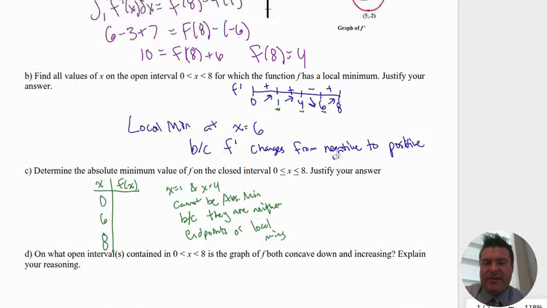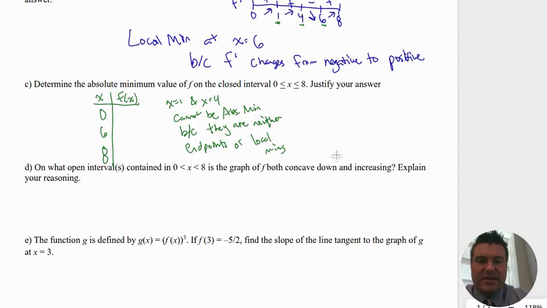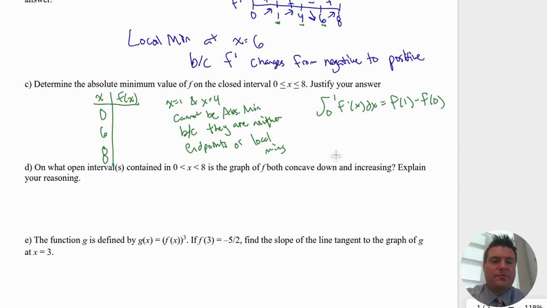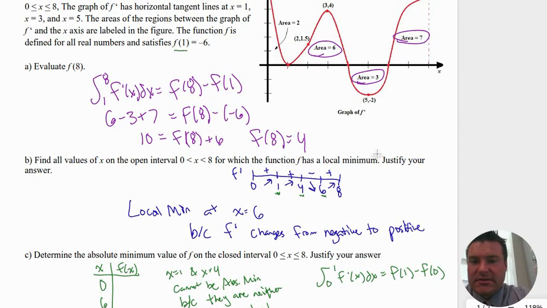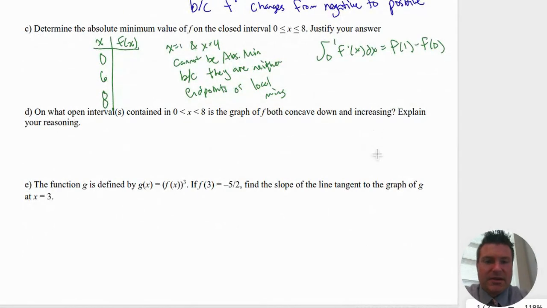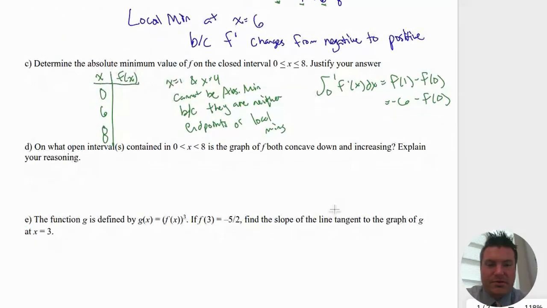I'm good to go. So now to find these values, you need f of 0. So I'm going to go ahead and do this FTC right over here. I'm going to integrate from 0 to 1 of f prime of x dx, and that's going to equal f of 1 minus f of 0. Now, I do have the value for f of 1. F of 1 is negative 6, so I'm going to substitute that in. So I'm going to get negative 6 right here, minus f of 0. And the integral from 0 to 1, it says that the area is 2, so I'm going to put a 2 right there.